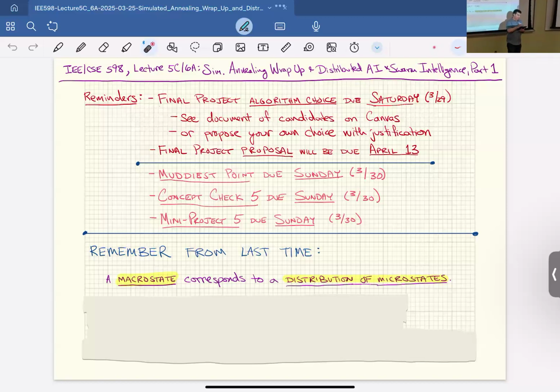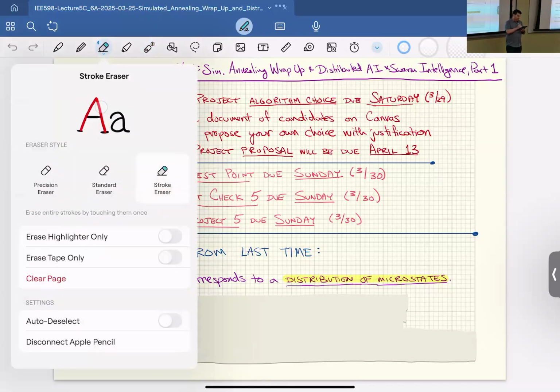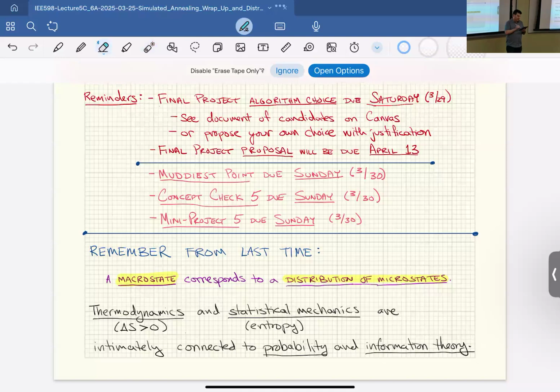Okay, from last time we talked about a macrostate. If we wanted to define it, it is a distribution of microstates. There's a bunch of very small configurations, configurations with lots and lots of degrees of freedom. We group them into these kinds of equivalence classes, which we call macrostates, which represent distributions there.